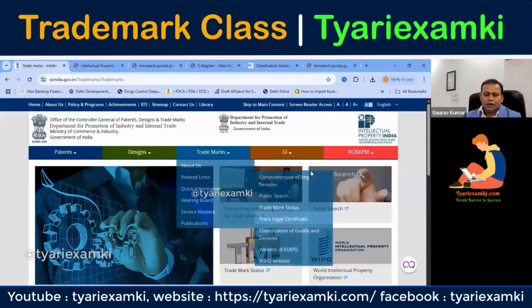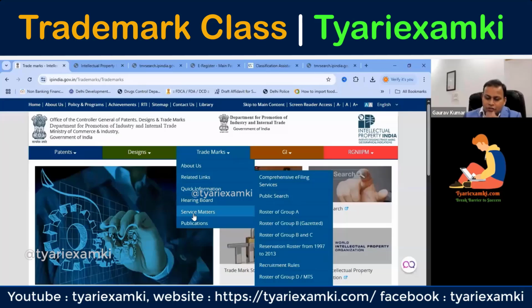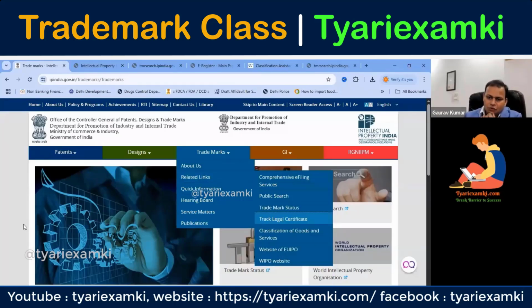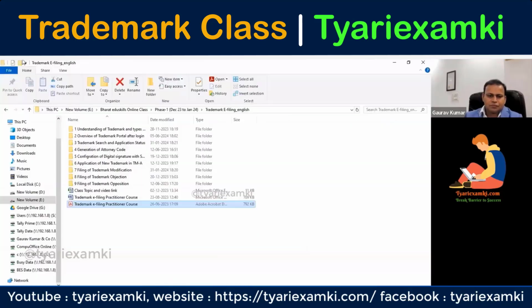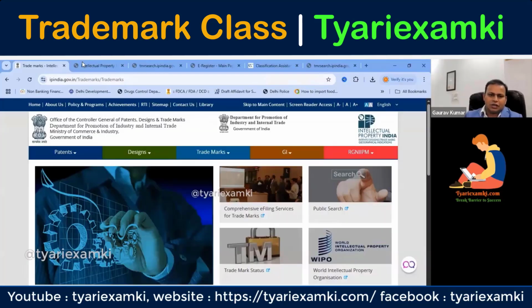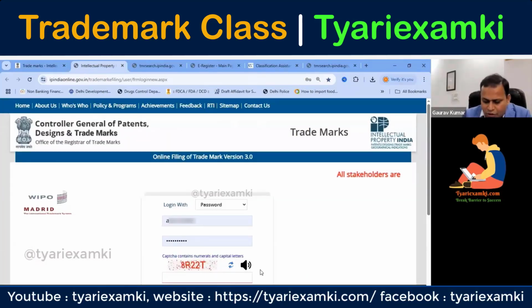Now the next thing is that I'm going to take the first 2 or 3 sessions on the legal aspects. And once our legal aspects have been covered, I will take you to the practical aspects. In the legal aspects, I have a PPT. Before that, let me just give you the login scenario, how the login works. So this is the trademark login of an attorney.